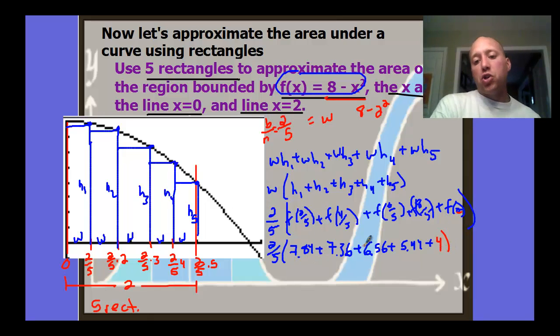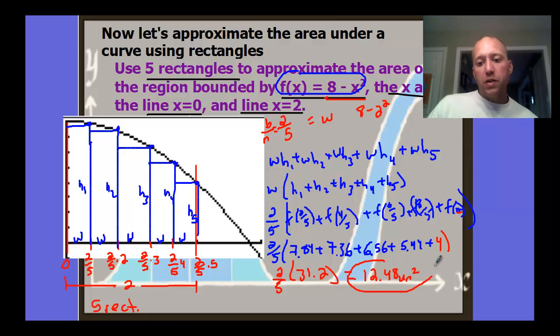So I have to do the summation of all that, and we get 31.2, and then take that times our width, 2/5, to find a value of 12.48 units squared. So that would be the approximate area under the curve using this method.